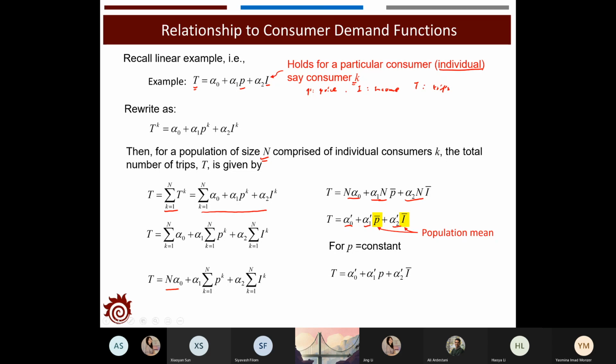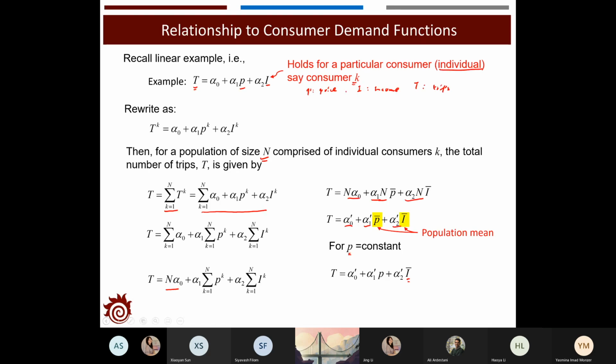This will not change with respect to each individual. So if we say that P is the same for the whole population, then P prime will just be P. The only thing we need to think about is the average income. The income for an individual might be different, but here we want to consider the average income of the entire city.